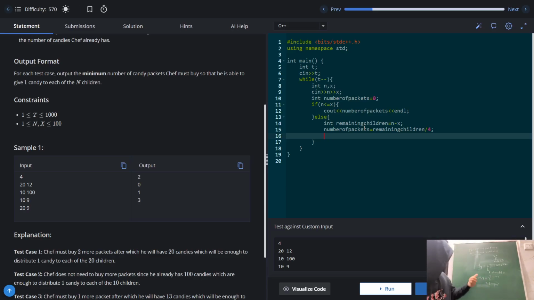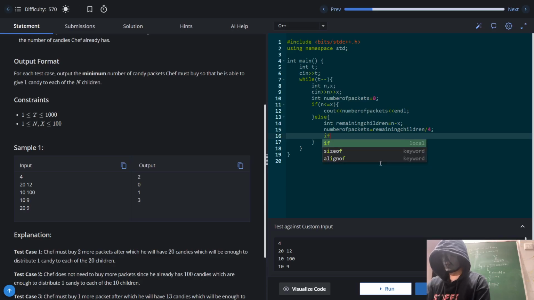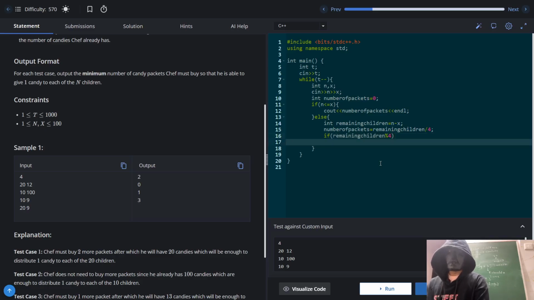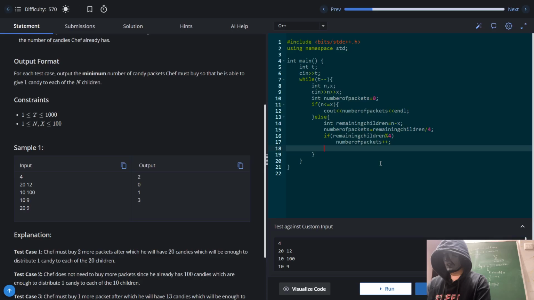But one more case we have seen, in this case we need to check modulo also. If the modulo has some value apart from 0, in that case we need to increase by one. We need to purchase one more chocolate packet. So we'll check if remaining children modulo 4 has some value, either 1, 2 or 3. In that case number of packets plus plus will be done, and at the end we need to output the number of packets.